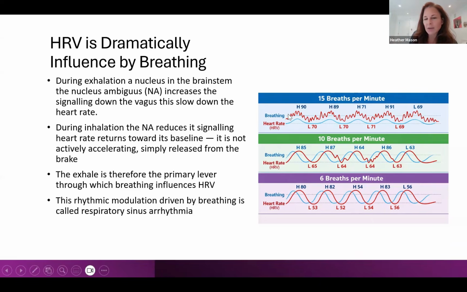And this is just a little diagram to show you that if you're breathing more quickly, right, the variation is not very big. If you slow your breath rate down, it's bigger. And if you really slow it, even more. But remember that it is the exhalation that has the greater impact on heart rate variability.